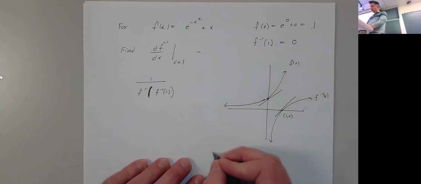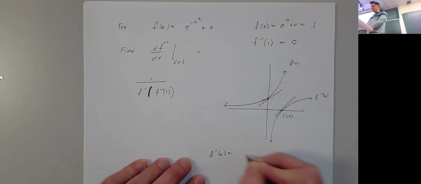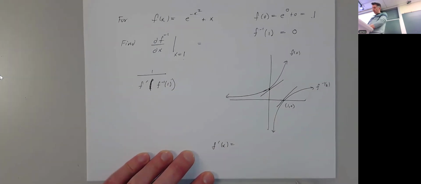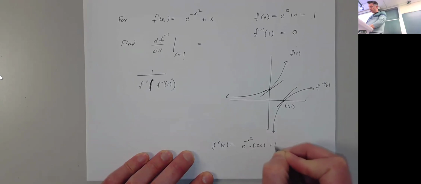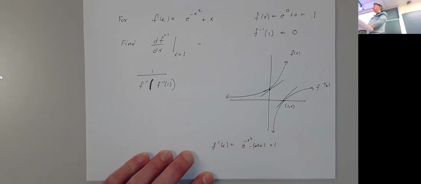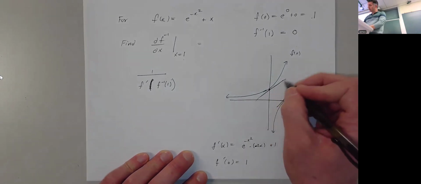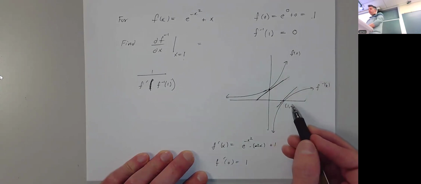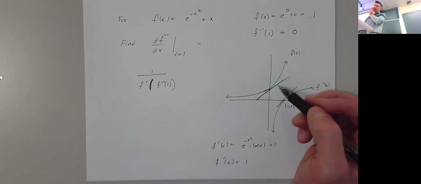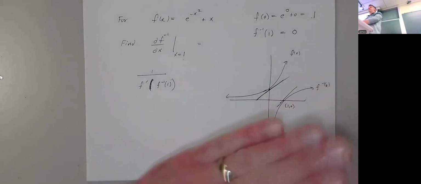So we're going to find f prime of x, which is the derivative of this, which is going to be e to the negative x squared times negative 2x plus 1. And we're going to plug in 0 to that. So f prime of 0 is going to be 0 plus 1, which is 1. So the slope there is 1. And then to find the slope here, it's going to be 1 over the slope there, which is also going to be 1, which is kind of boring. It's kind of not my favorite example.